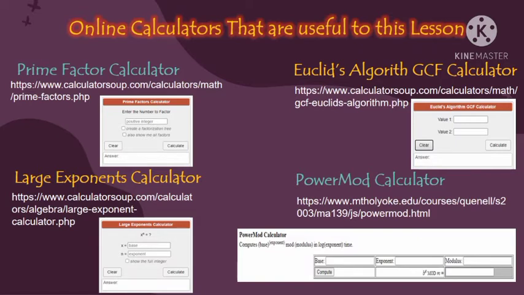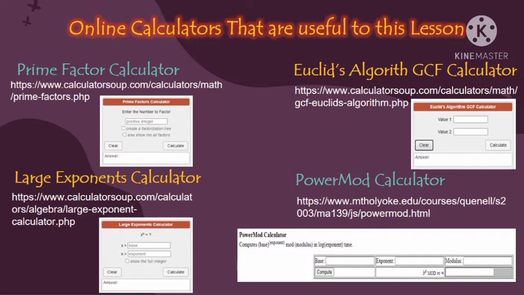As we continue with our discussion, these online calculators are very useful to ease our computation. We will use these 4 online calculators in our discussion. First, I will introduce to you the prime factor calculator. I included the links for the 4 calculators that we will use for this discussion. For the prime factor calculator, you need to input the positive integer and click calculate. Then easily you will get the prime factors of that number.